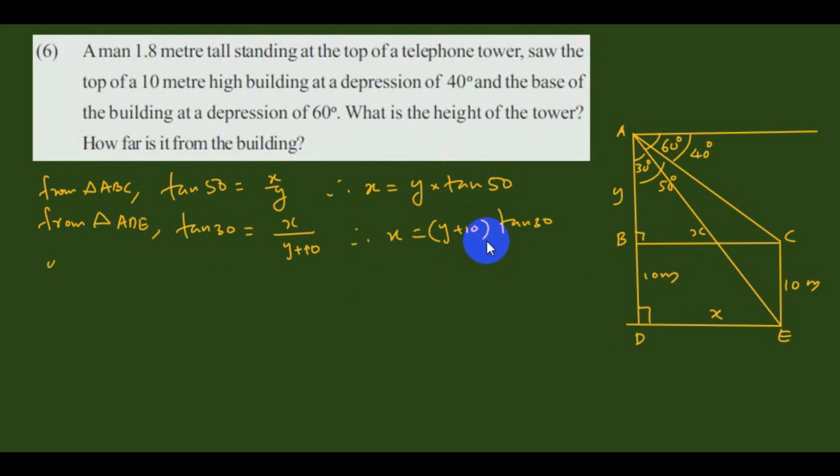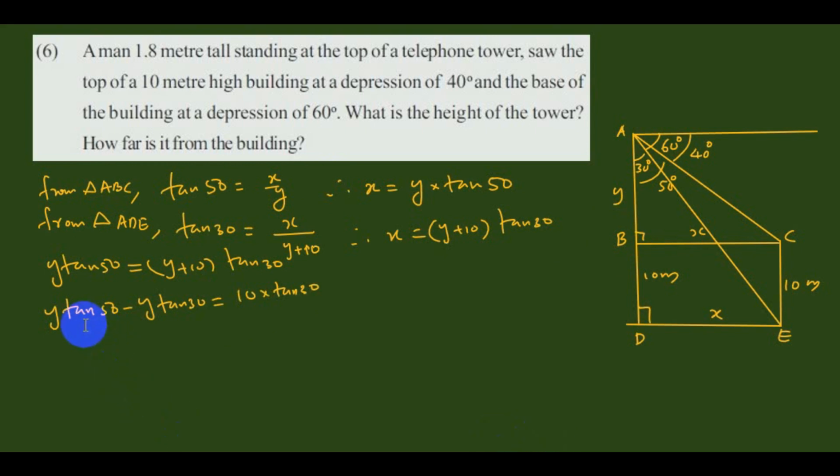That is, y tan 50 is equal to, we are equating these two. Y tan 50 is equal to y plus 10 into tan 30. Therefore, y tan 50 minus this one is distributed. This tan 30 is given to all terms inside the bracket. Therefore, y tan 30 plus 10 tan 30. That y tan 30 taking to the other side, it will be y tan 50 minus y tan 30 will be equal to 10 tan 30.